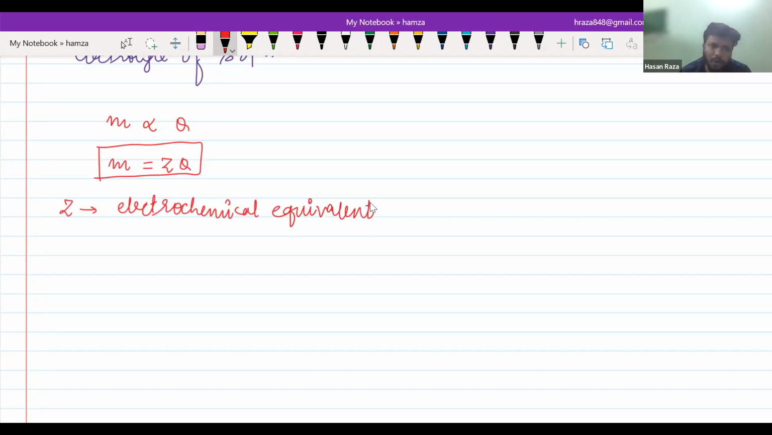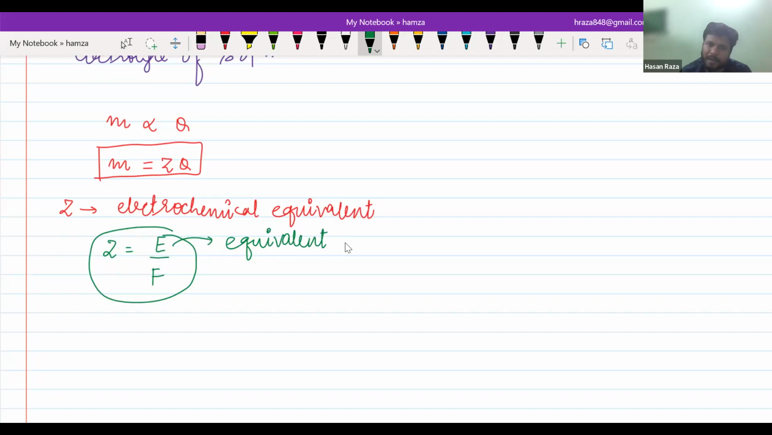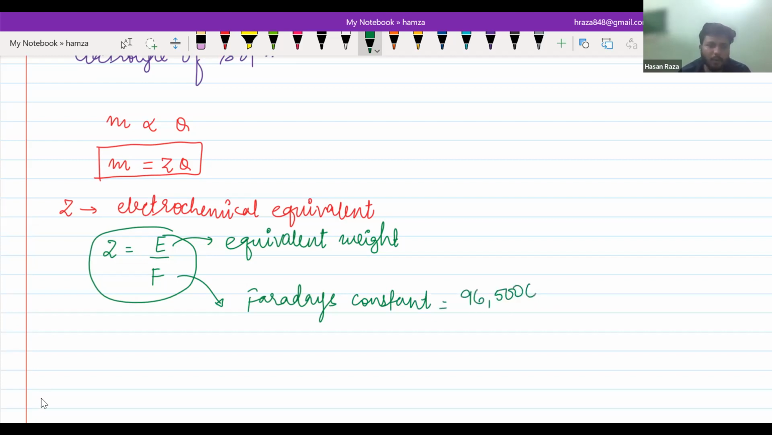And this Z has a formula. Electrochemical equivalent will be equal to equivalent weight upon Faraday's constant. This is the equivalent weight; we already know how to calculate equivalent weight. And this is Faraday's constant, which has an approximate value of 96,500 coulomb. So I'm going to put the value here and we'll get a formula.